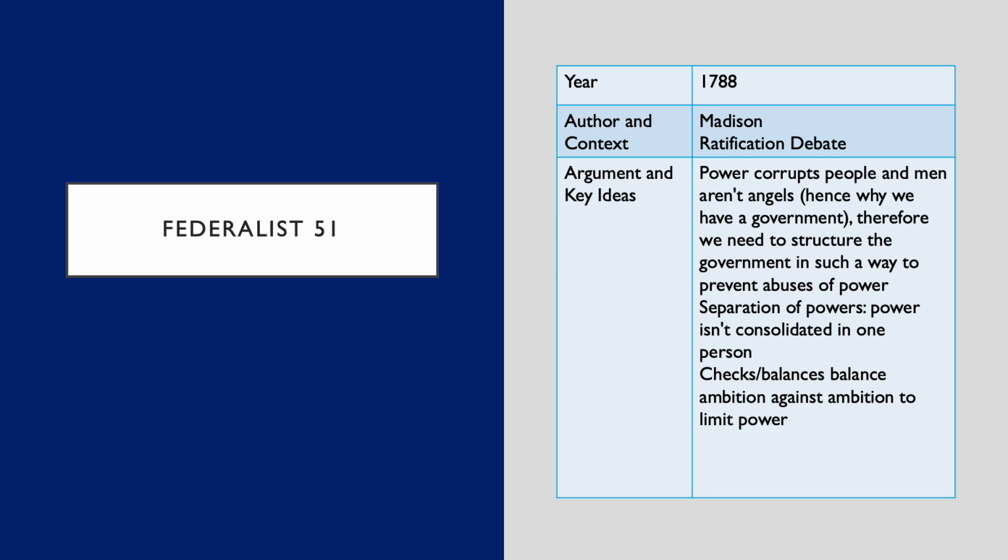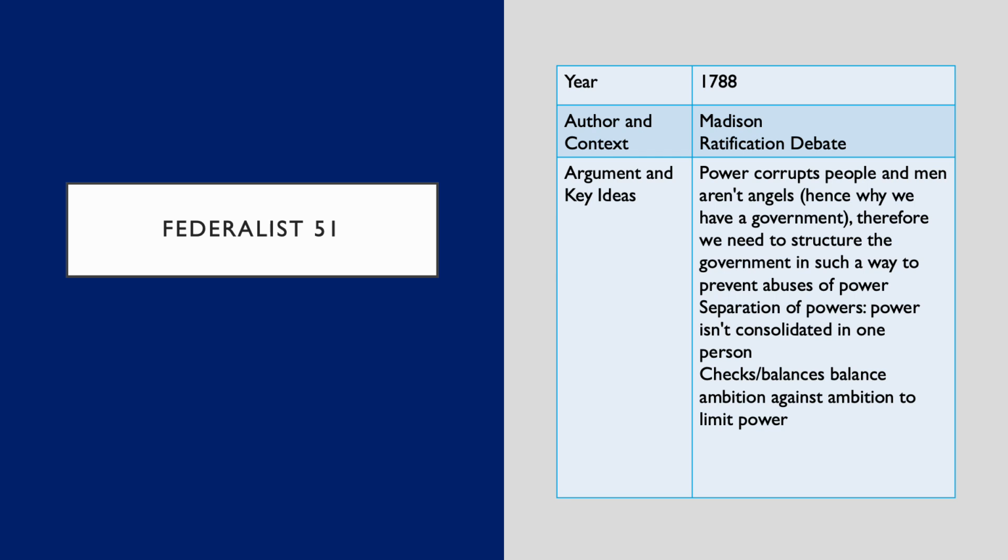Federalist 51 answers the critique of Brutus that the national government has too much power by saying that yes, power corrupts people. The men are angels line, right? If men were angels, no government would be necessary, right? But therefore he says we need to create structures that are going to prevent the abuses of power. And so by separating power, no one person is both in charge of enforcing the law and writing the law, right?